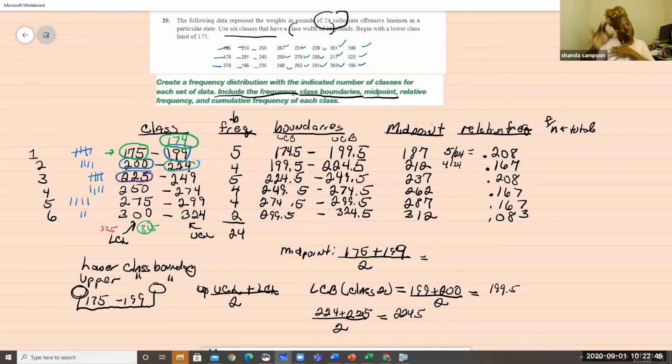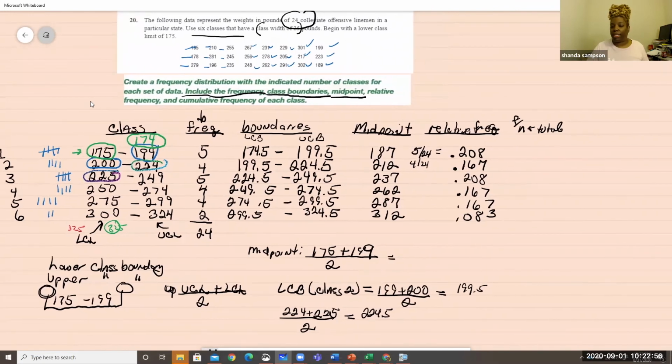Again, check with your instructor to see what they're looking for. I told you I'm looking for the decimals. They may ask you to leave the fractions, or you may be asked to do a percent. It is up to you.